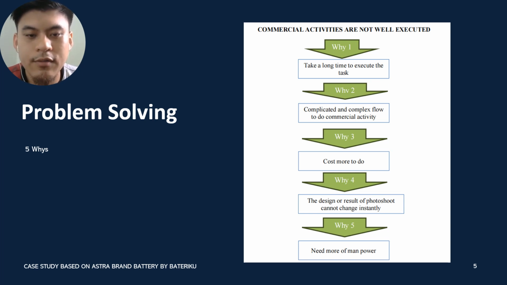Next, the problem solving. This is the 5 whys. As we see in the figure, this is for the commercial activity not being well executed. Why number 1 is it takes a long time to execute the task. Why number 2 is the complicated and complex flow of the commercial activity. Why number 3 is it costs more to do. Why number 4 is the design or result of the photo shoot cannot change instantly. Why number 5 is it needs more manpower.